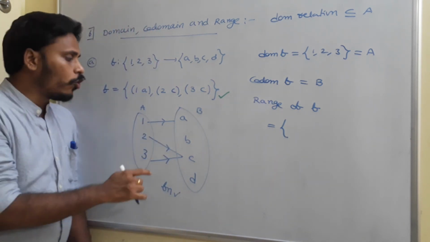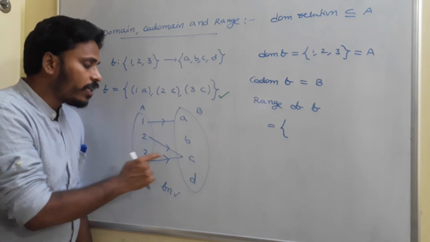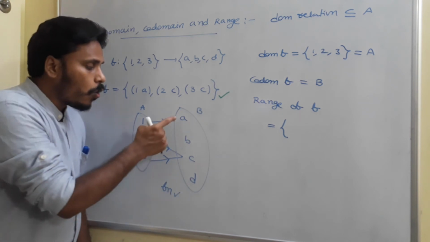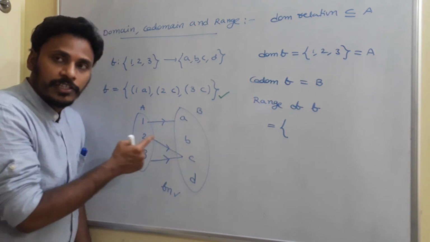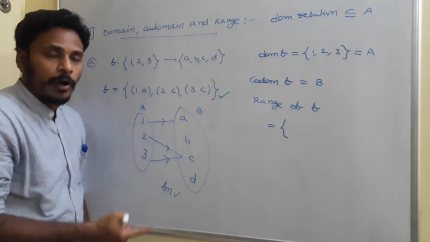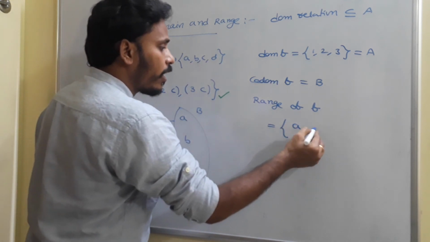Okay, see here, if you look, 1 is related to A, 2 is related to C, 3 is related to C. So among these 4 elements of the second set, only A and C have a relation, have a connection with the elements of the first set. B and D don't, and that's why the range of f here itself just contains A comma C.